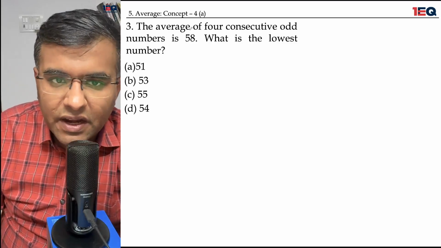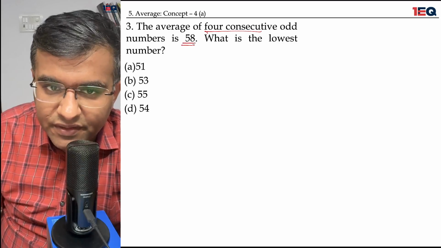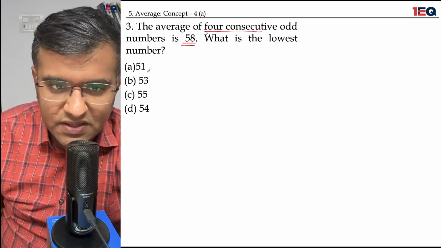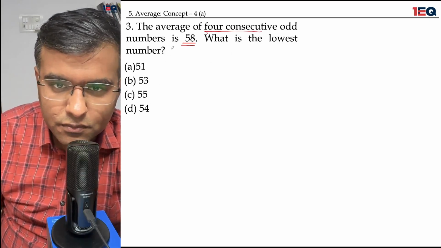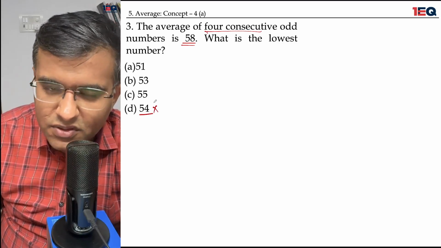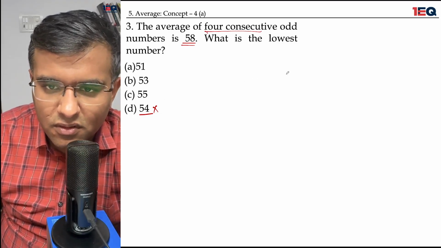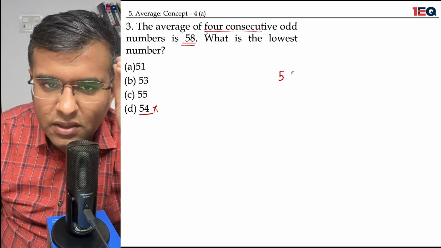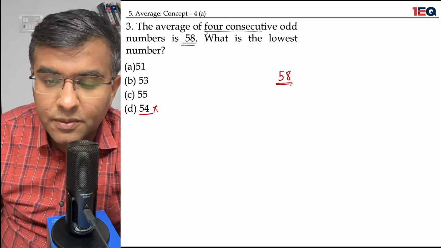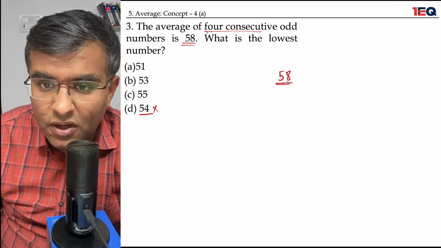It says the average of 4 consecutive odd numbers is 58. What is the lowest number? Firstly, I have 4 options over here and we are talking about odd numbers. So 54 is not an odd number, so this is definitely not the answer. I need to find the lowest number in the series of consecutive odd numbers. 58 came out to be the center of 4 consecutive odd numbers.